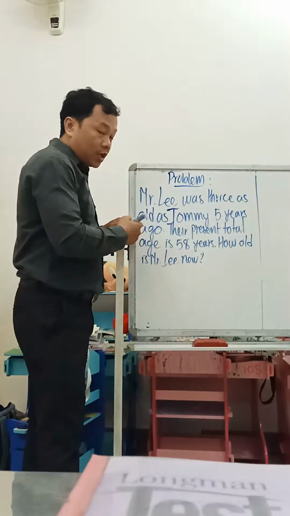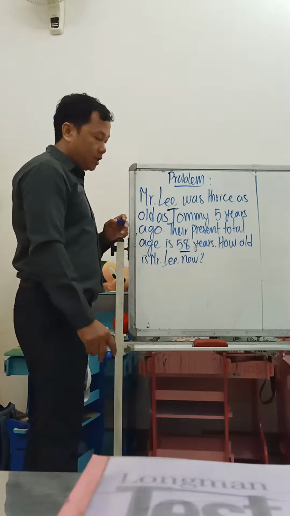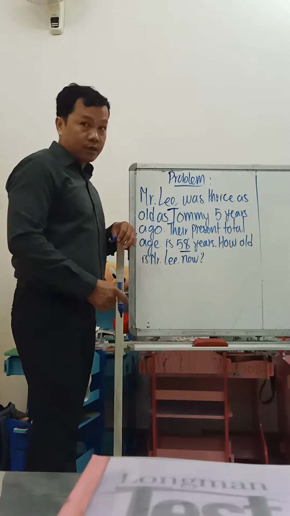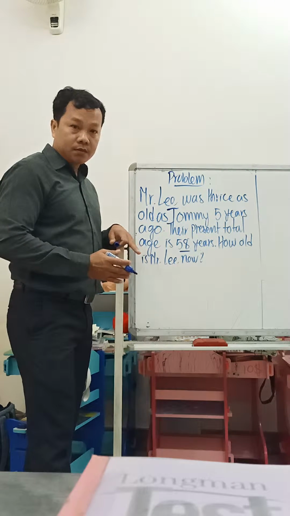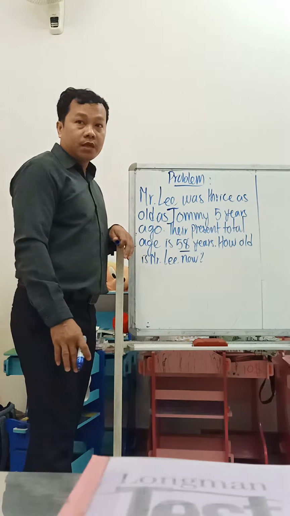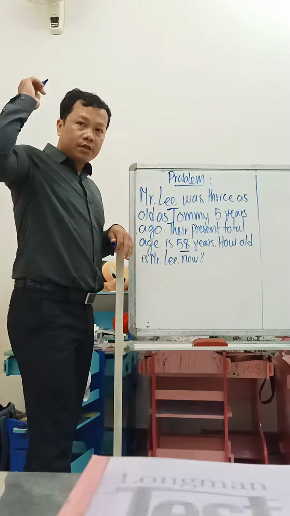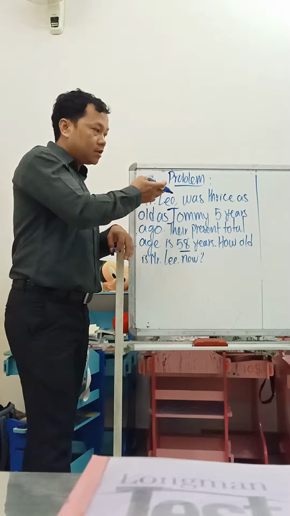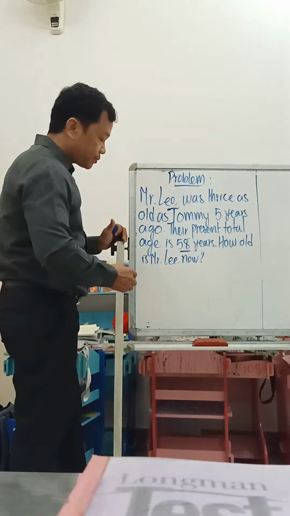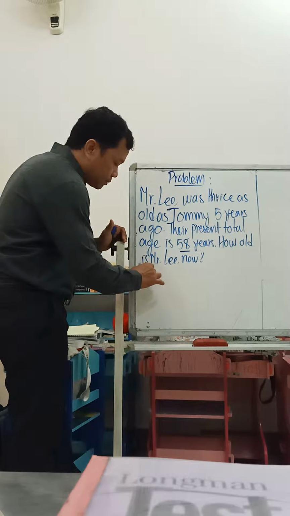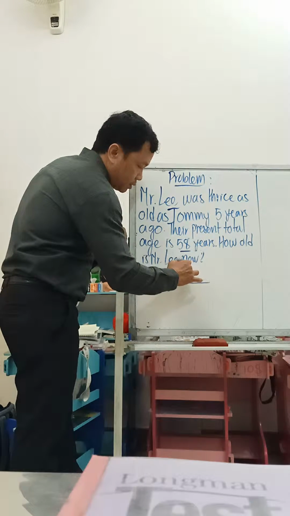And if their present total age is 58 years old, how old is Mr. Lee now? If now both of them total 58, how old is Mr. Lee? We know that 5 years ago, Mr. Lee was twice as old as Tommy. Okay, look at this. A diagram to be easy to understand.